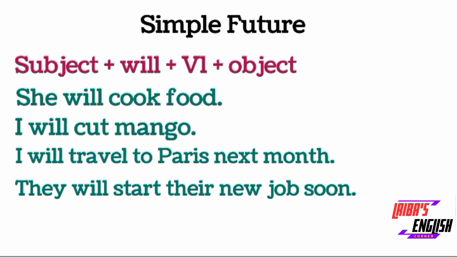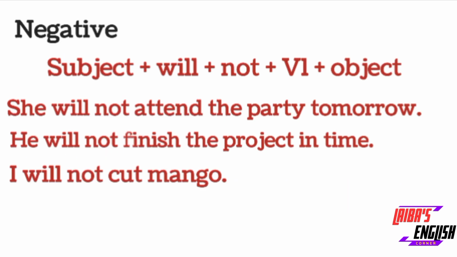That they haven't started yet, but they will start in the future. Now we will make negative of this simple future tense. In negative, all we have to do is put not after the helping verb. So subject plus will plus not, verb first form plus object. For example, she will not attend the party tomorrow.